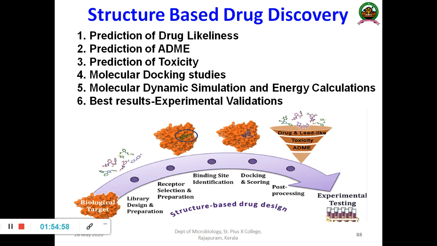Then next one, till now we have done the modeling. Next, how will you do the drug actually? How will you design a drug? In order to design a drug, you should have so many steps. First you should show the drug. When I want to call it a drug, you should predict the drug likeness, prediction of ADME, prediction of toxicity, and those molecules must qualify all those things. Then you go for docking. Finally, you do the molecular dynamic simulation. Finally, you calculate the energy. Finally, this will go for experimental evidence.